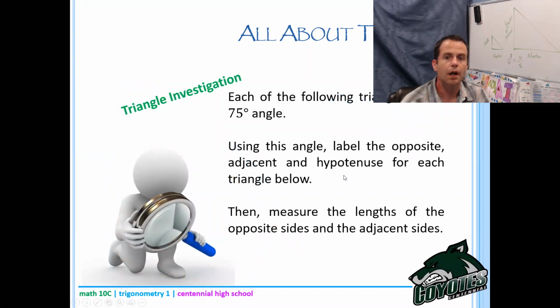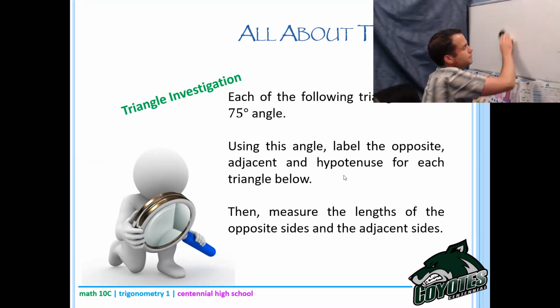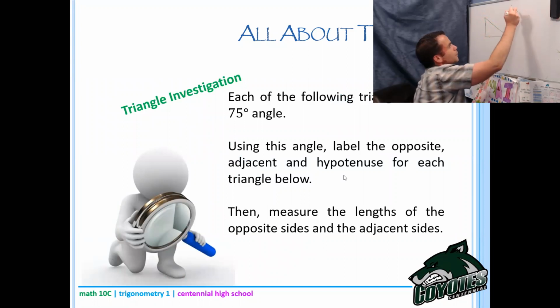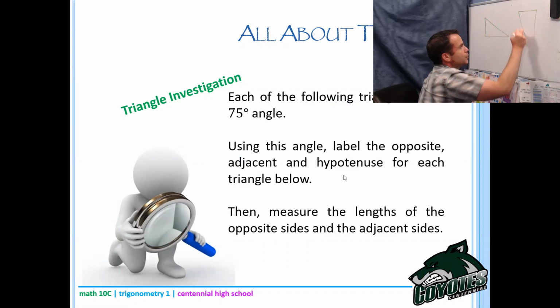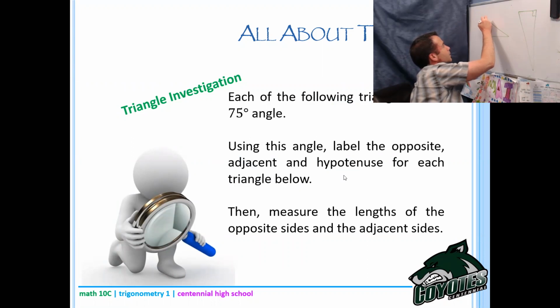Now, if we were in class together, we would walk through this triangle investigation. And I'm just going to quickly show you kind of what I would want you to have seen. I gave you a bunch of different triangles. So I'm just going to make two random for a second. And we're going to say that those are our two triangles. Okay, and I'm going to say that I have a 75-degree angle here. And I have a 75-degree angle here.